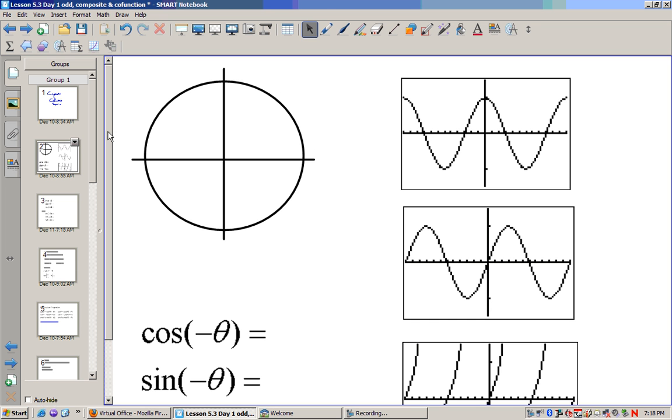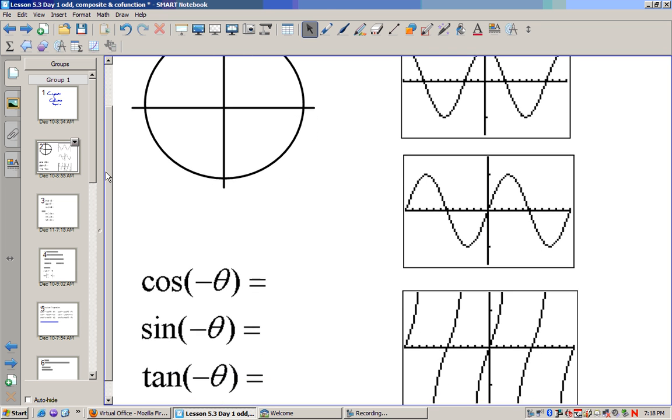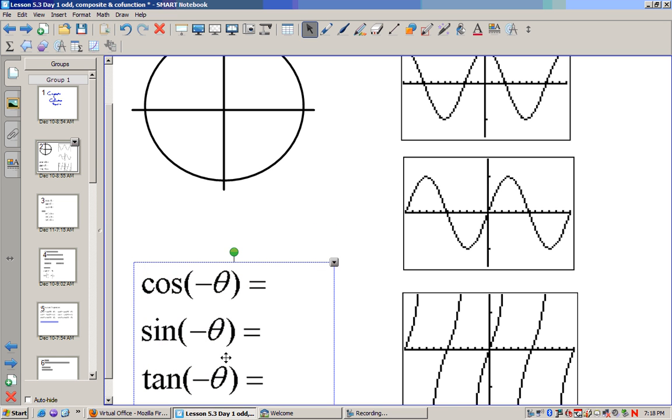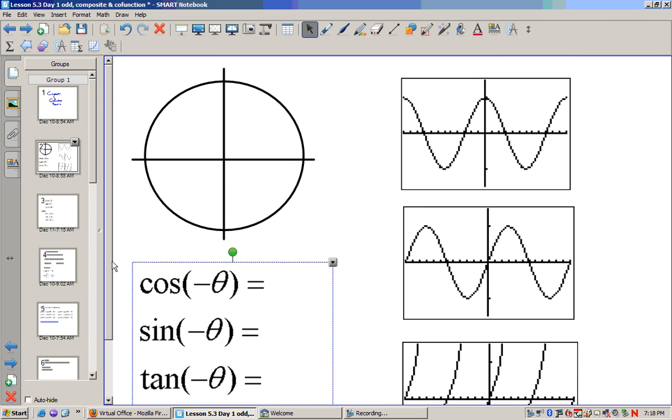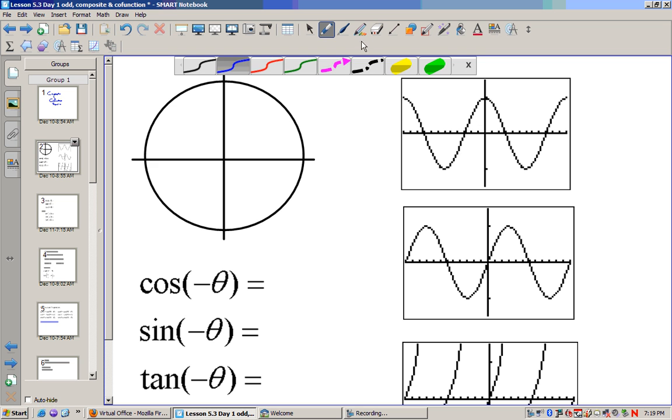Now, to start this off, let's look at the cosine, sine, and tangent of negative theta. First, let's look at cosine. This is the cosine function. If I move to the right a certain amount, call that theta, and if I move to the left that same amount, that would be a negative theta. If we look at the y values up here, notice that the y value here and here would be the same value. So the cosine of negative theta is going to give you the same value as the cosine of theta.